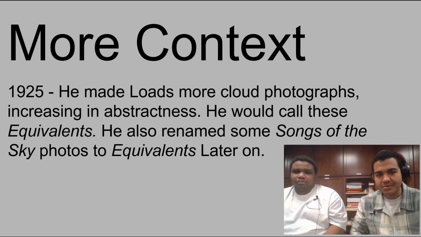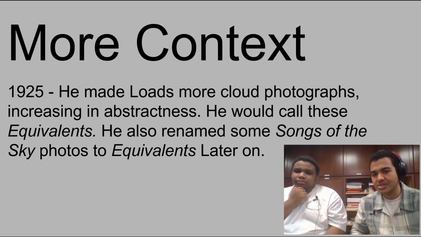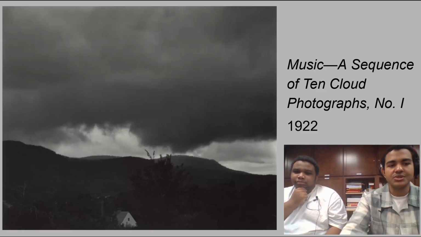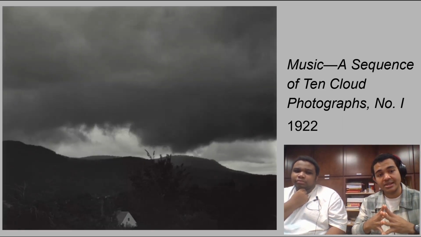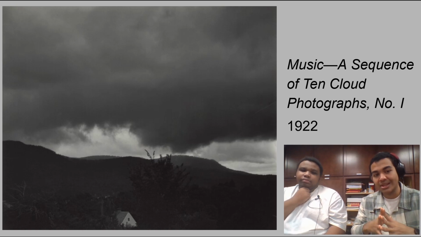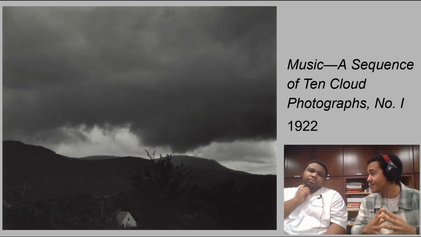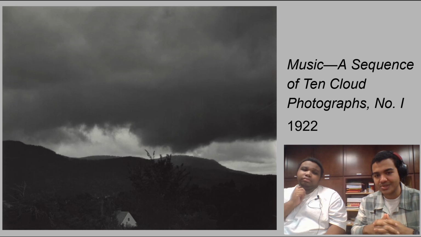In 1925, he made many more photographs. Over time, they became a lot more abstract, and then he would start calling them Equivalents. He renamed some of the Songs of the Sky photos to Equivalents later on. So here we have the first one, one of the first set of a sequence of 10 cloud photos. Number 1, in fact, from 1922.